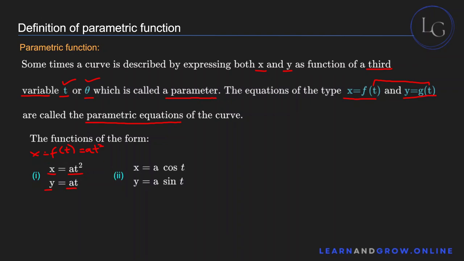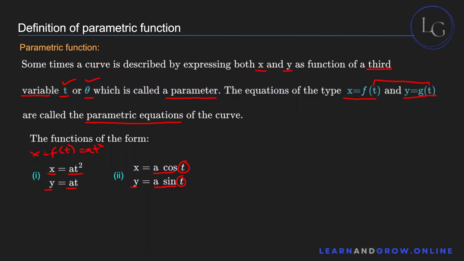Now here's another example. X is equal to a into cosine of t. So x again is a function of t. Y is equal to a sine of t. So y is also a function of t.